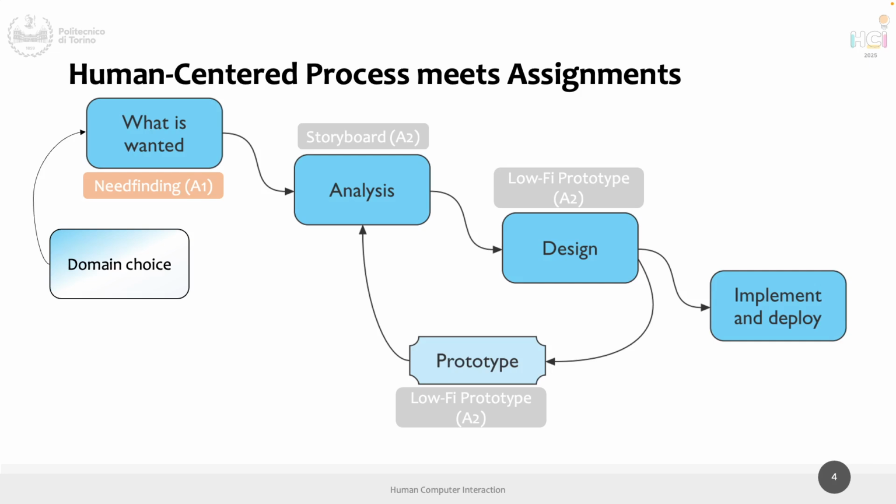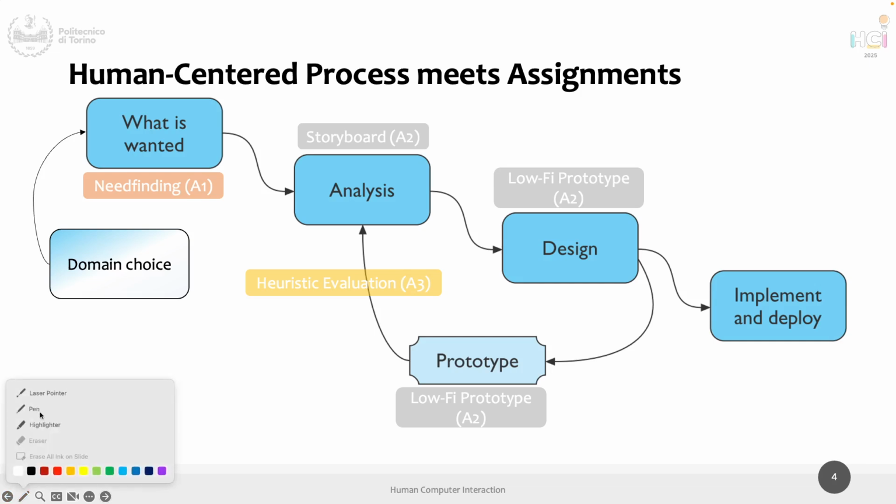That's assignment 2. Assignment 3 will be an evaluation that is not written here, but it's a step evaluation that can bring you back to the analysis. So you will learn something from evaluation so that you can do another cycle here. Let me do it on the slides, so for the people who will look at the video. So evaluation is moving from the prototype, giving you information to do another cycle here.